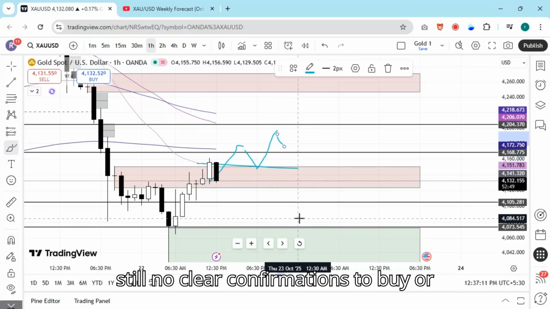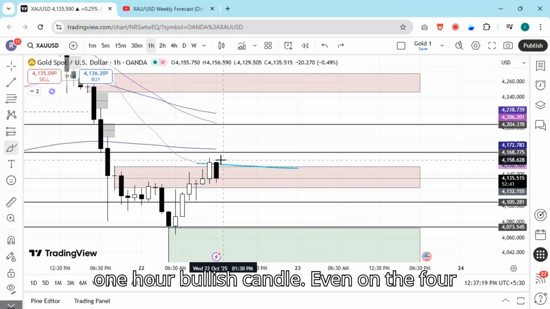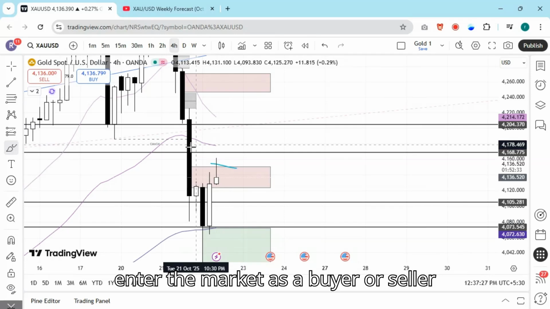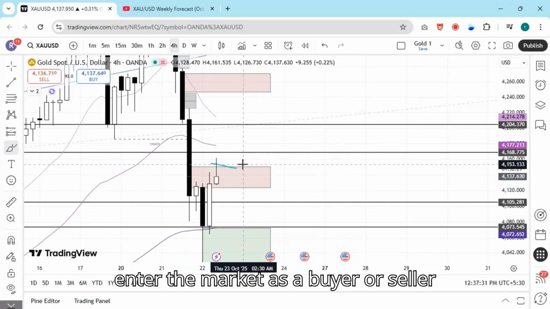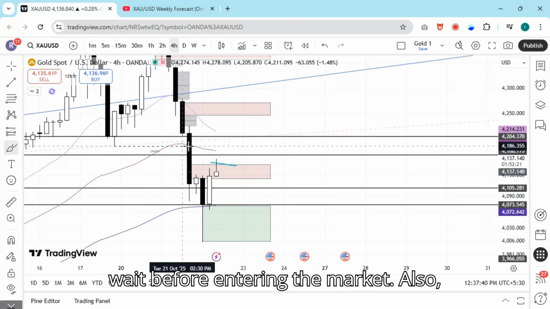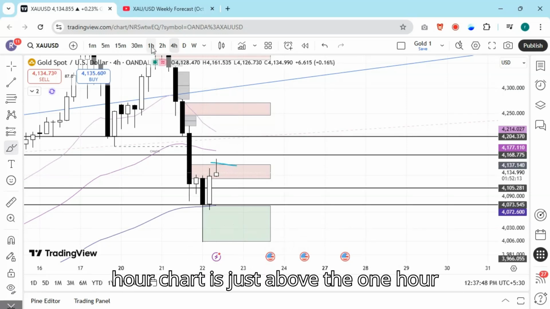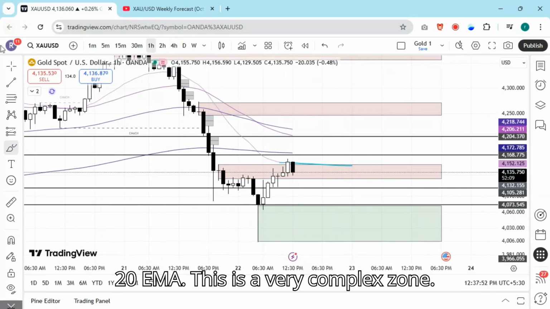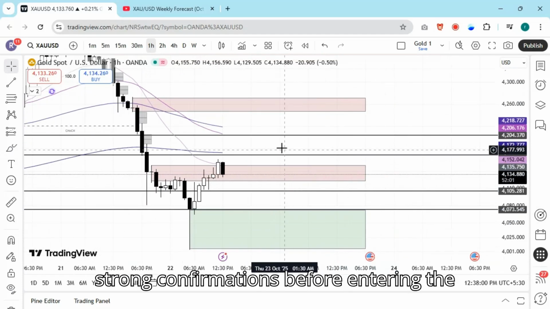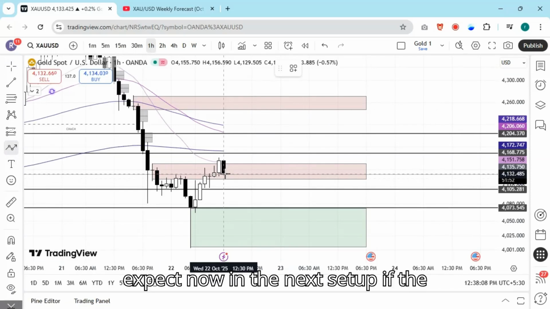There are still no clear confirmations to buy or sell because we need to see a clear 1-hour bullish candle. Even on the 4-hour chart, you can't see any evidence to enter the market as a buyer or seller yet. This is a very important place to wait before entering the market. Also, you can see the 50 EMA on the 4-hour chart is just above the 1-hour 20 EMA. This is a very complex zone. You have to be patient and wait for strong confirmations before entering the market. This is the first scenario we can expect.